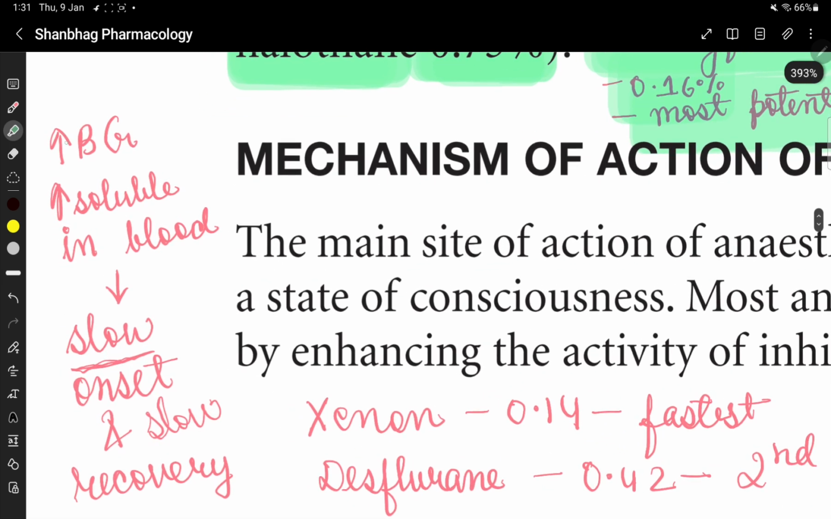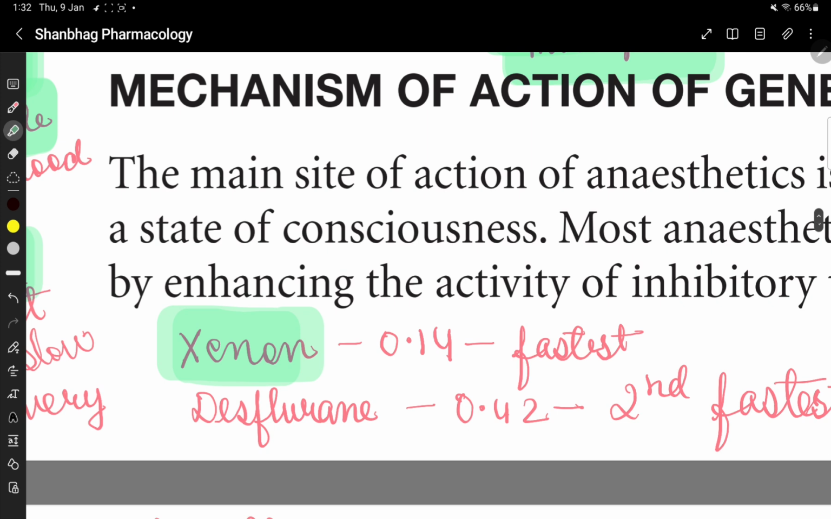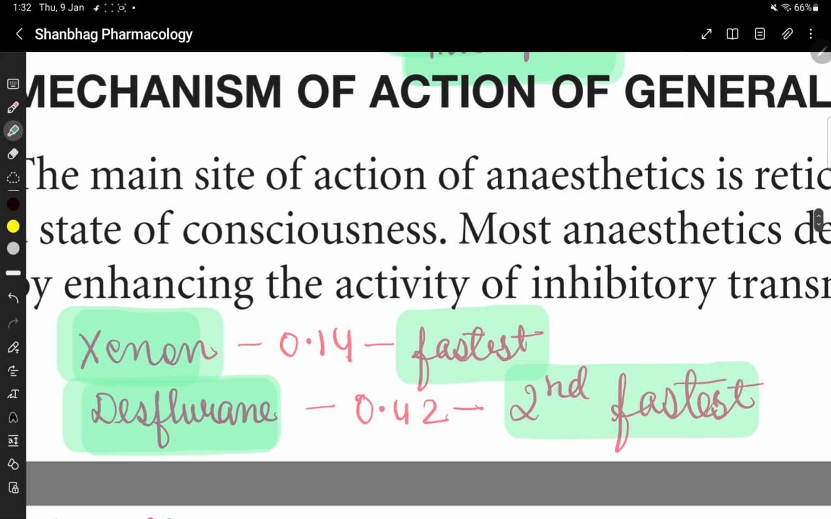There is one more term, that is blood-gas partition coefficient, the BG value, of anesthetics. The higher the BG value, the more soluble the anesthetic is in blood, and if it is more soluble in blood, it will be slow in onset and recovery. Ether has a very high BG value. It is very much soluble in blood, and that's why it has a slow onset and recovery. Xenon has the least BG value, so it is least soluble in blood and fastest. Desflurane has a BG of 0.42, and so it is the second fastest anesthetic.